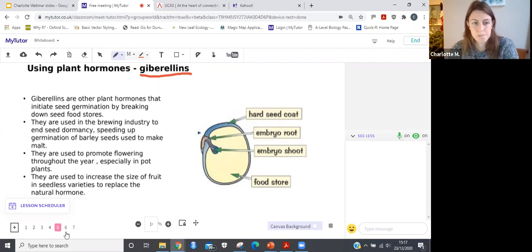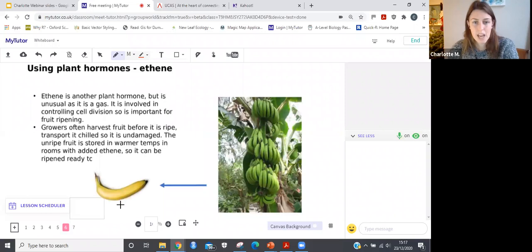Gibberellins. And finally, ethene. So ethene is another plant hormone. It's unusual because it's a gas. That's quite often a question: which plant hormone is a gas? It's involved in controlling cell division, so it's important for fruit ripening.